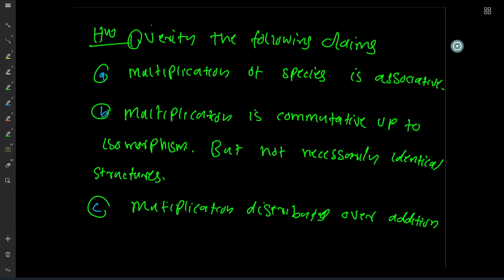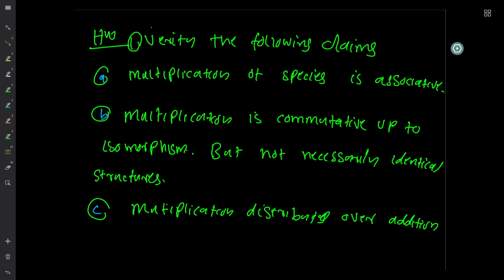Okay, so we continue the topic on species of combinatorial structures and start with homework questions. The first question is to verify that the multiplication of species is associative.